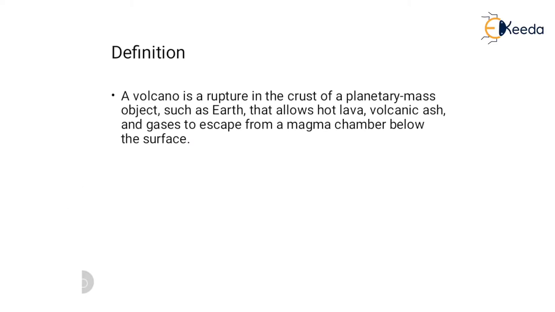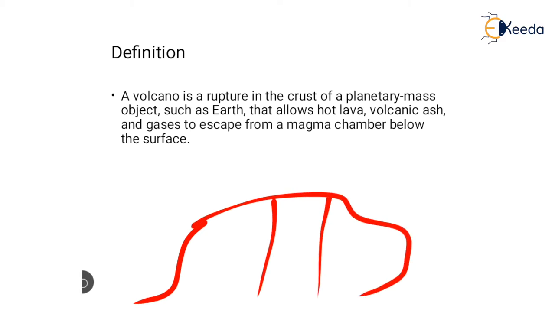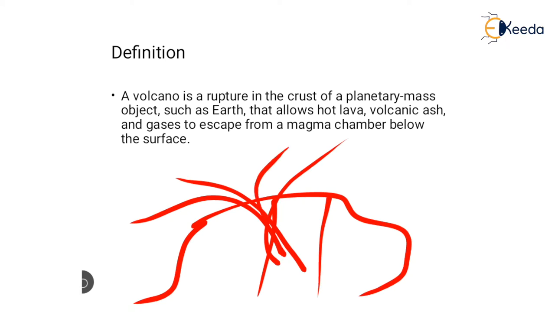See, a volcano is a rupture in the crust of a planetary mass object such as Earth that allows hot lava, volcanic ash and gases to escape from the magma chamber below the surface. So this is the surface in which a crack has developed, and through this crack hot and molten magma material, which is present below the Earth's surface, which is lava or magma, comes onto the Earth's surface, and this process we call a volcano.